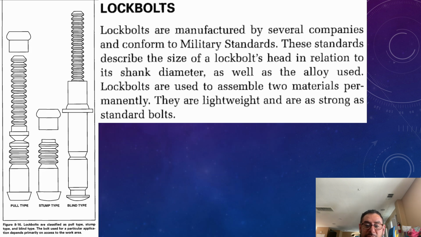Lock bolts are manufactured by several companies and conform to the MS standards. These standards describe the size of the lock bolt head in relation to its shank diameter as well as the alloy used. Lock bolts are used to assemble two materials permanently. They are lightweight and are as strong as standard bolts.